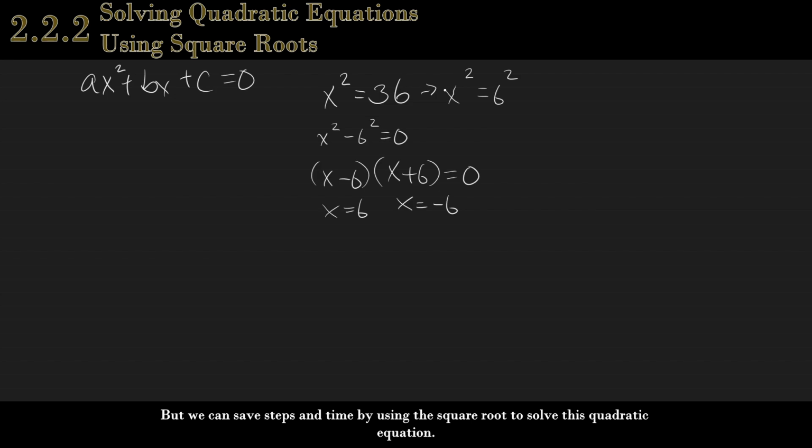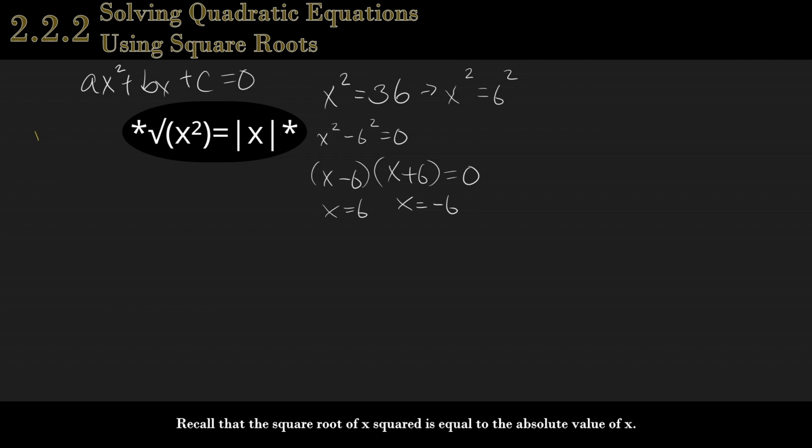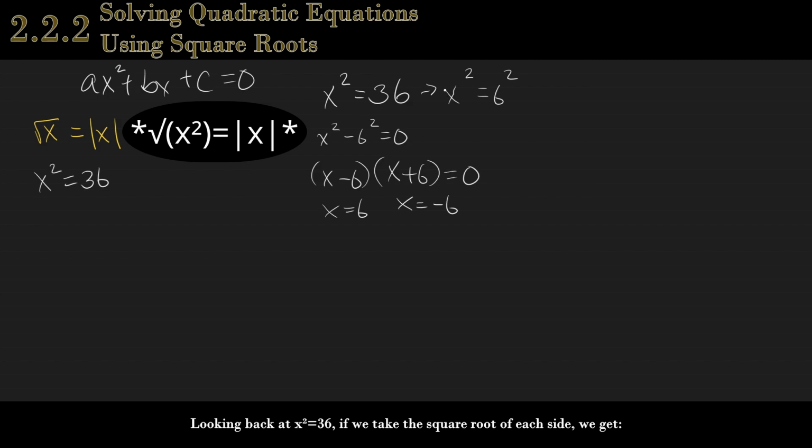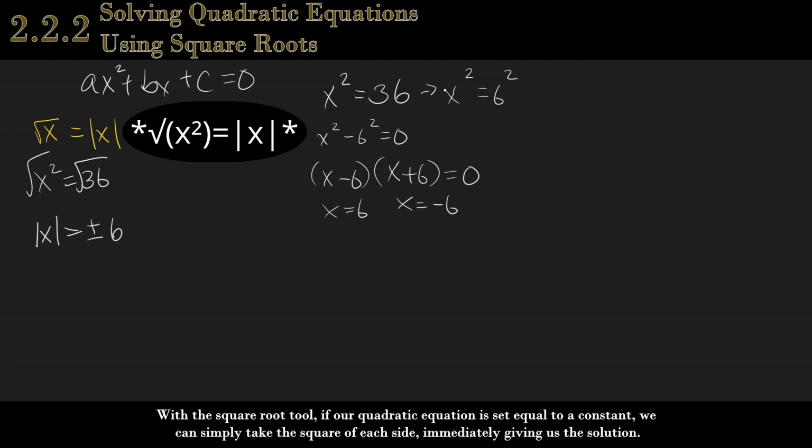What we did is completely acceptable, but we can save steps and time by using the square root to solve this quadratic equation. Recall that the square root of x squared is equal to the absolute value of x. Looking back at x squared equals 36, if we take the square root of each side, we get the absolute value of x equals plus or minus 6. With the square root tool, if our quadratic equation is set equal to a constant, we can simply take the square root of each side, immediately giving us the solutions.